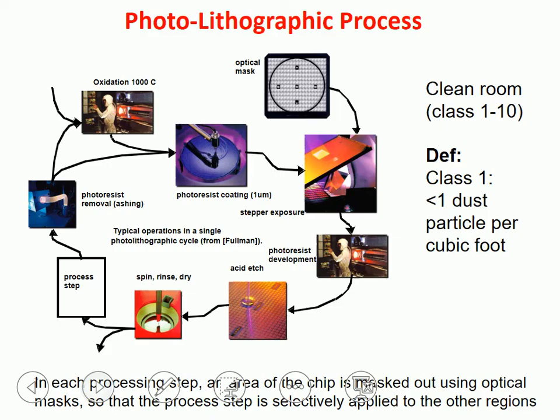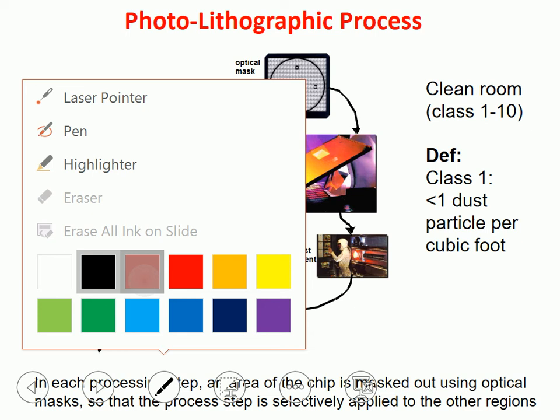Then all the layers are realized with a so-called photolithographic process, and a photolithographic process consists in realizing this cycle, which consists of different steps, a few times, once for each layer that we want to realize. So let's start from here and let's look at the different steps.